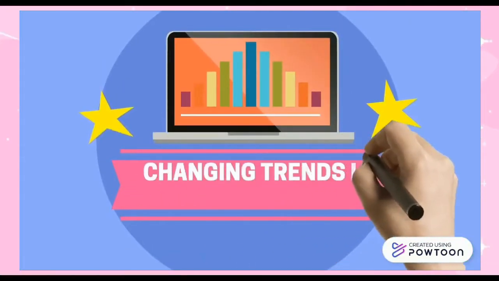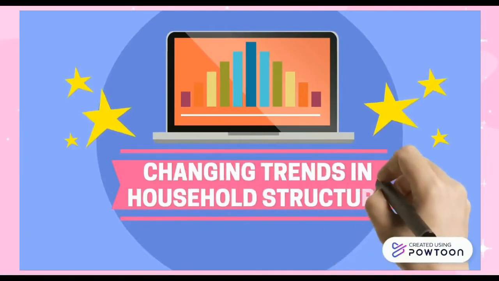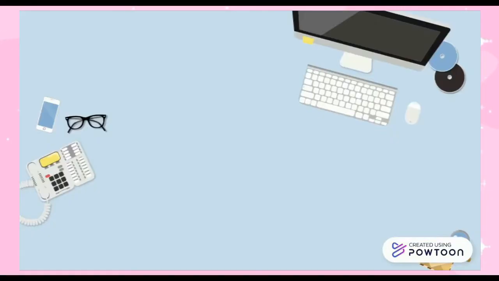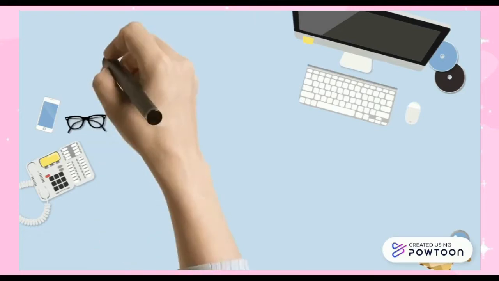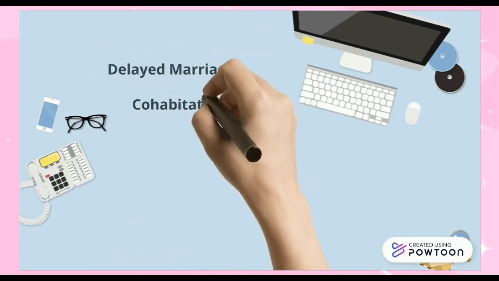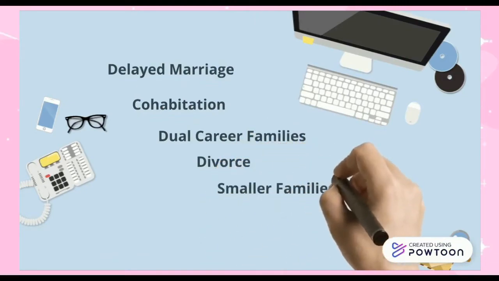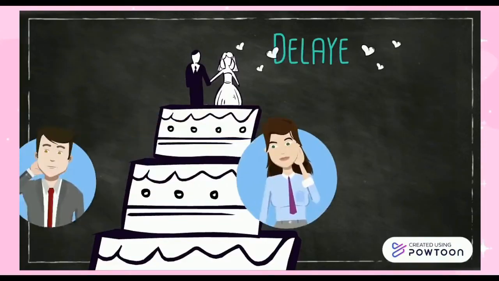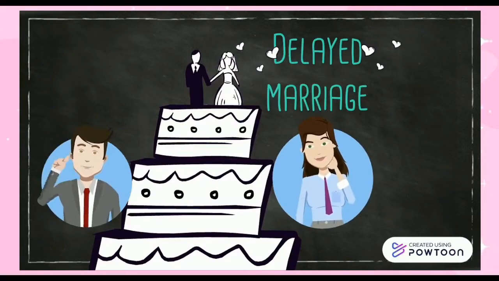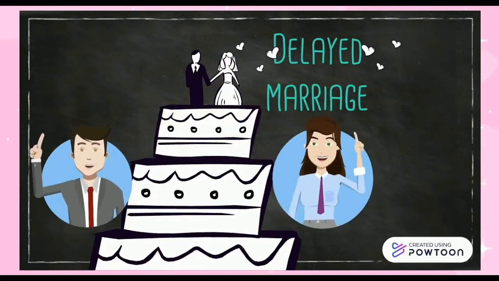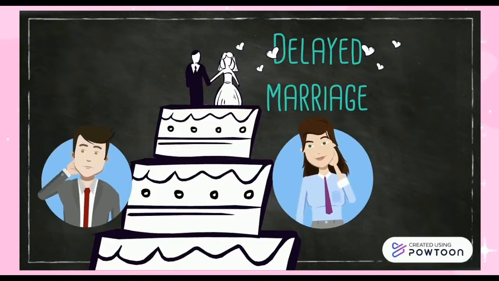Now let's talk about the changing trends in household structures. Five main factors are altering the basic structure and characteristics of households. These include delayed marriage, cohabitation, dual careers, divorce, and smaller families. As individuals delay marriage to pursue careers, they spend less than married couples. They tend to buy clothes and focus on traveling.